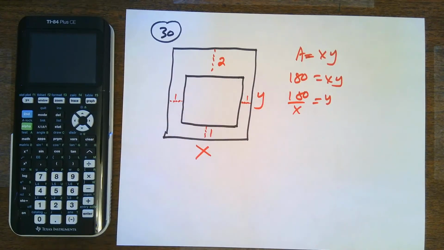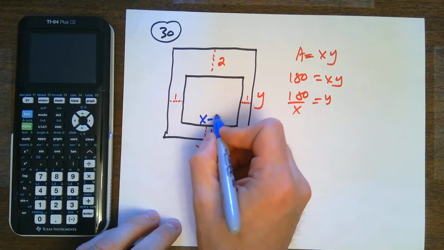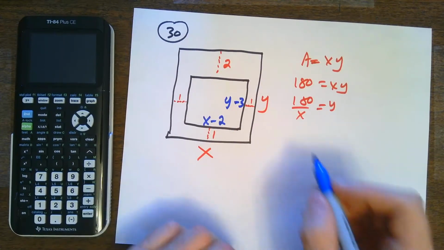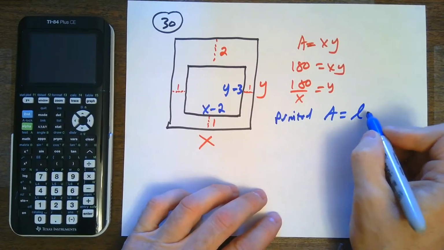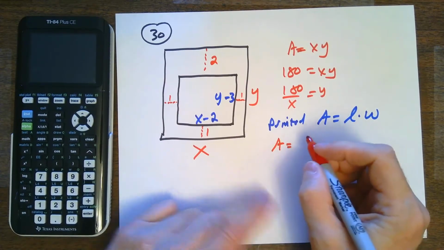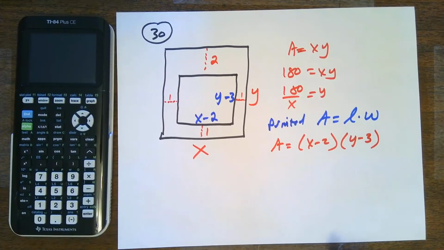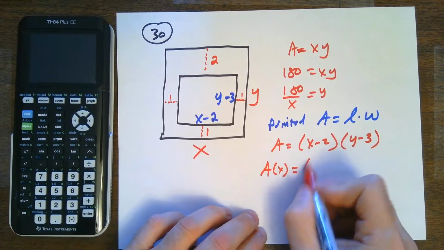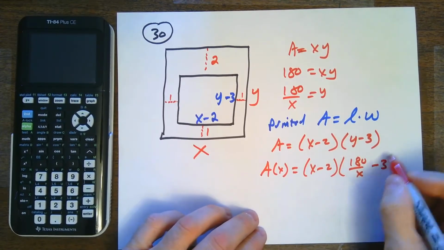So what's the printed material going to be? Well, let's see. If this whole length is x, minus 1 minus 2, this would be x minus 2, and y minus 1 and 2 is 3. So the printed material area is going to equal length times width. The area is going to equal x minus 2 times y minus 3. But again, I want to get rid of the y. I'm going to substitute it in here. So the area as a function of just x is going to be x minus 2 times 180 over x minus 3.